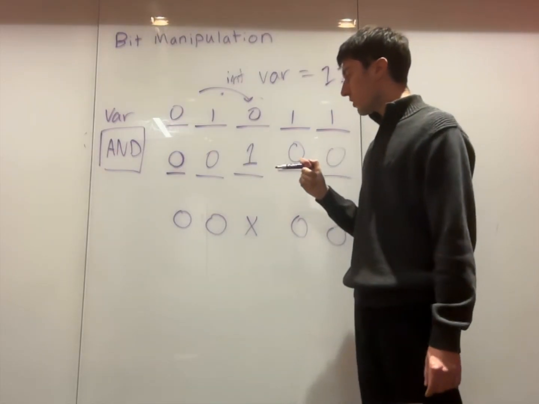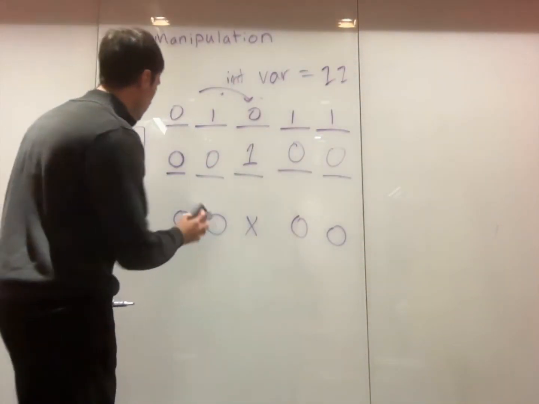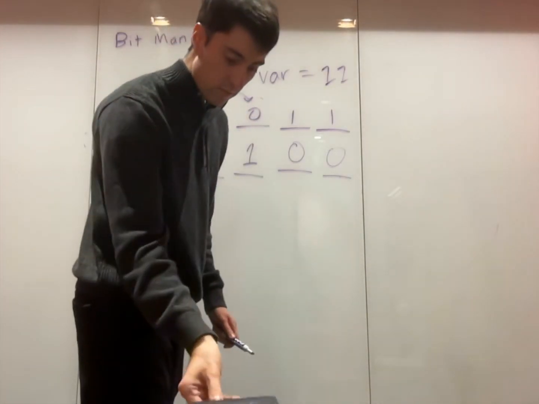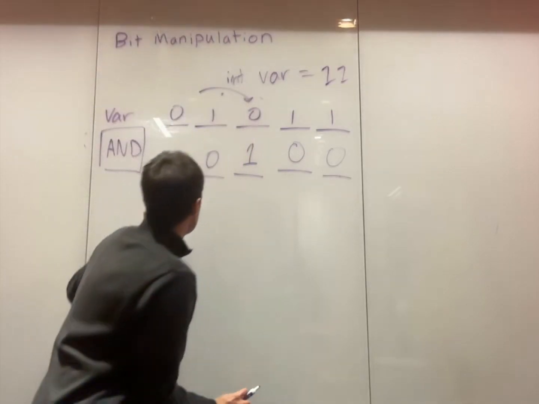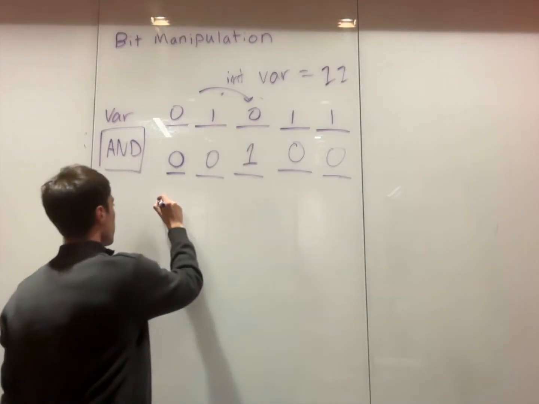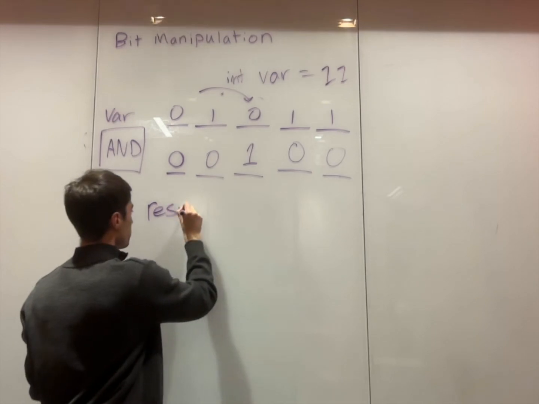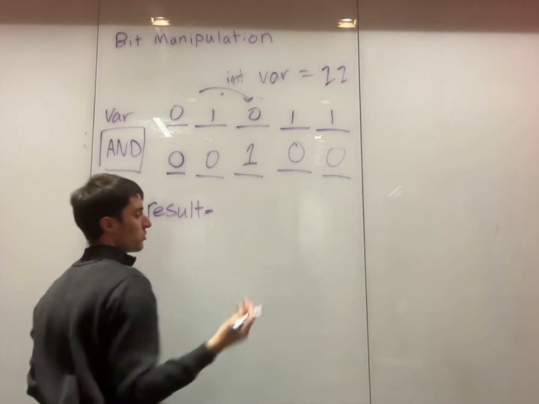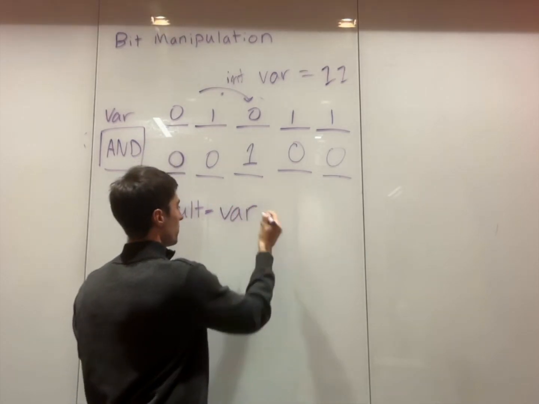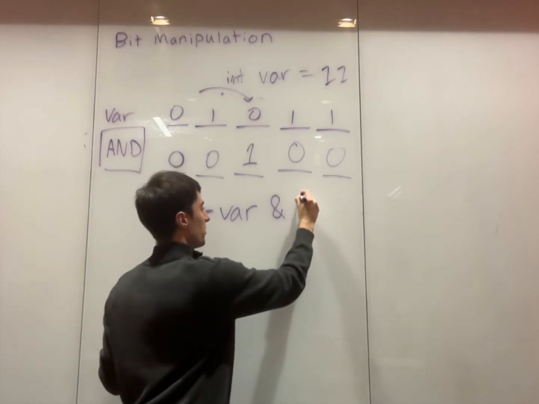Okay. So now let's actually go and write this in code. All right. So let's start with this. This one is just variable, so we're going to have result equals, and now variable, and then we do the ampersand sign, parentheses.